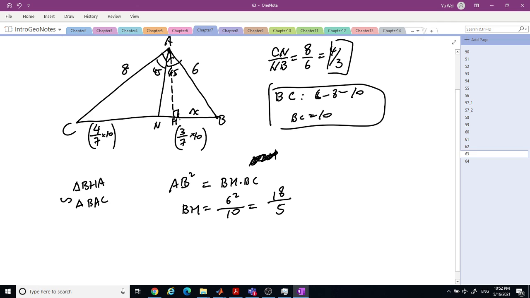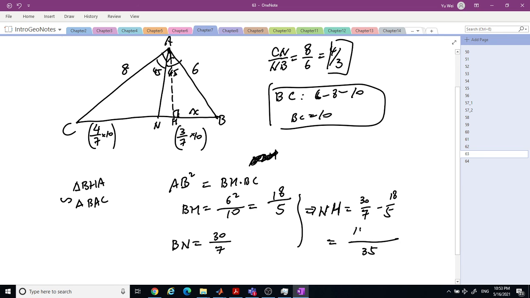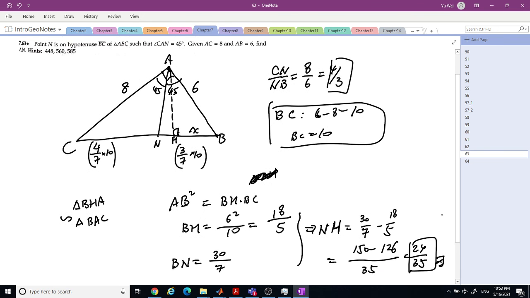So we solved BH, right? And we know BN is 30/7, right? Now we can find NH. NH is equal to BN minus BH, right? So 30/7 minus 18/5 is equal to 150 minus 126 over 35. Okay, we solved NH, right?